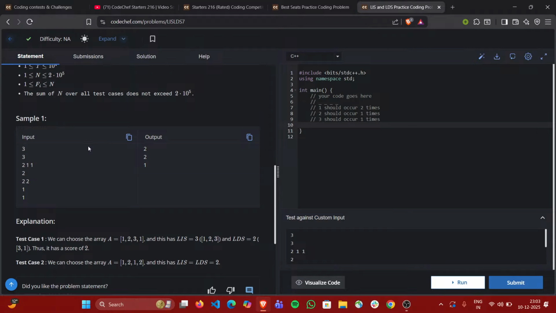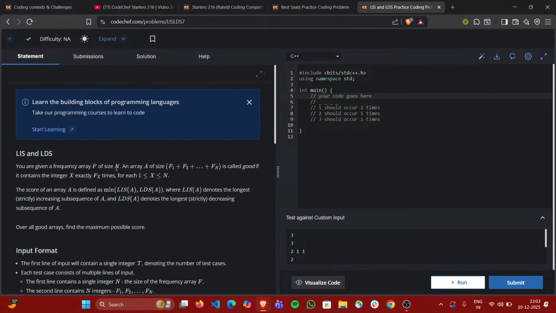Okay, so now these are the constraints for this array of size 4, right? Now what do we have to do?